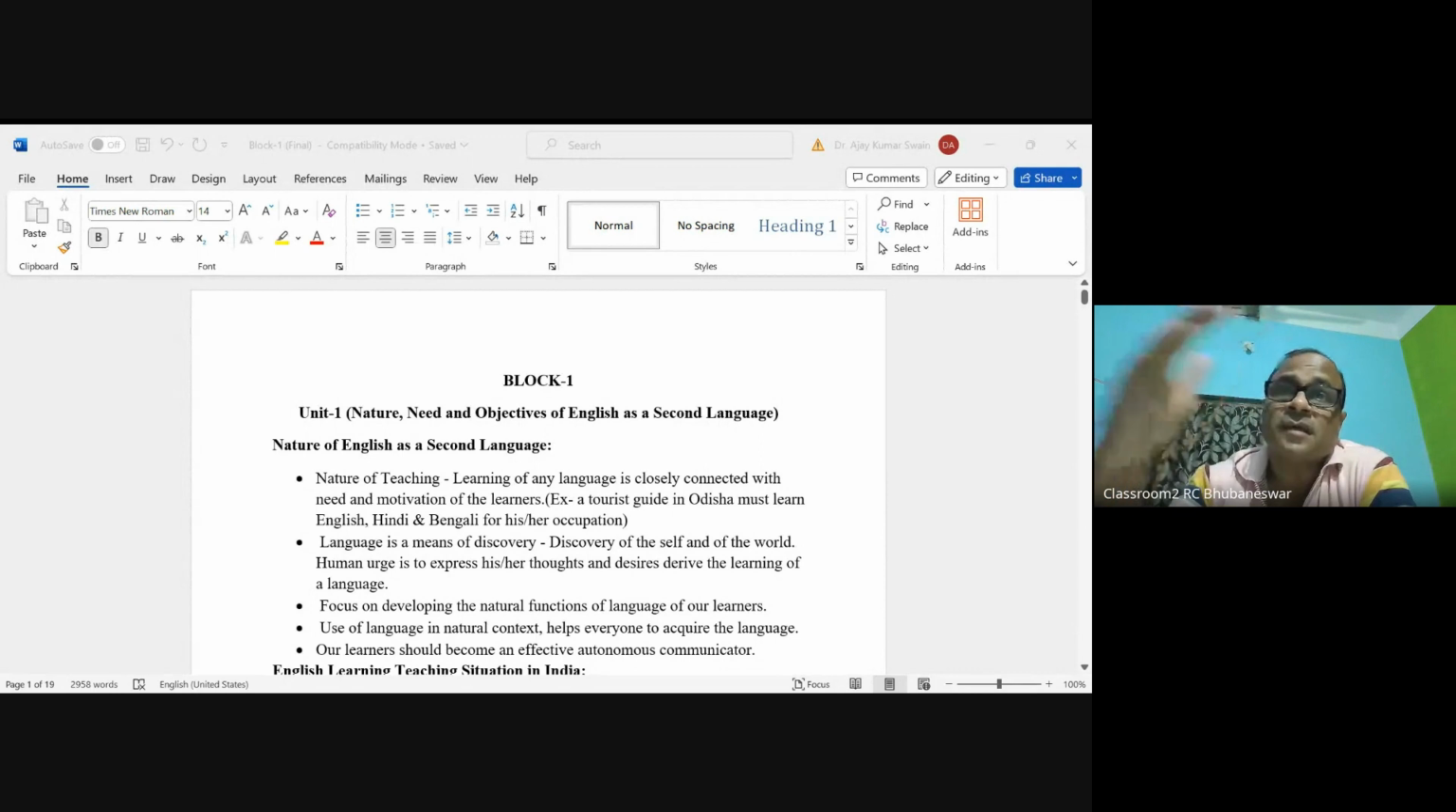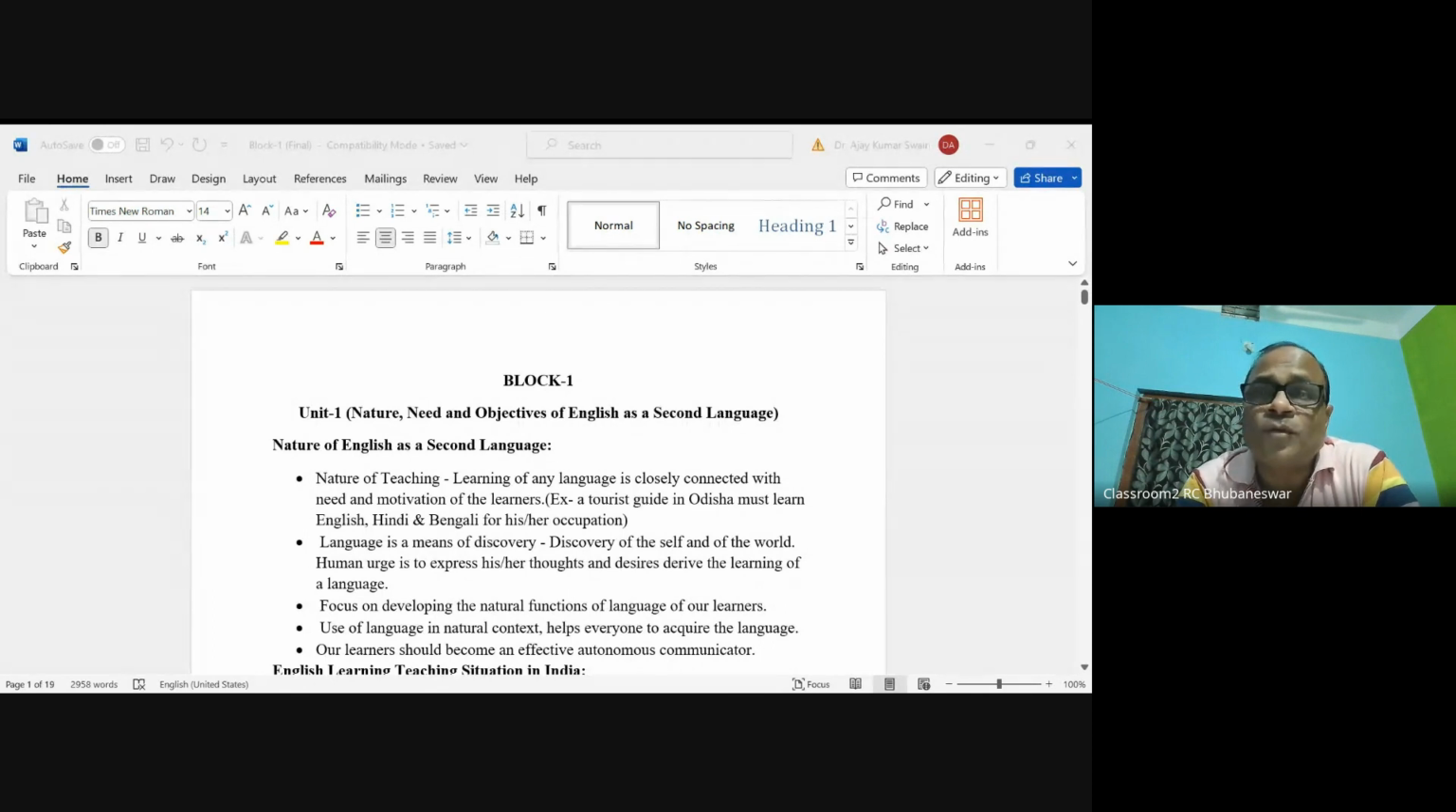in the right context, we should use that word. While we are teaching our students of classes 3, 4, 5, because the mother tongue is Odia, in the real context, we should use a number of words which help them to develop and improve their vocabulary. It is very important.